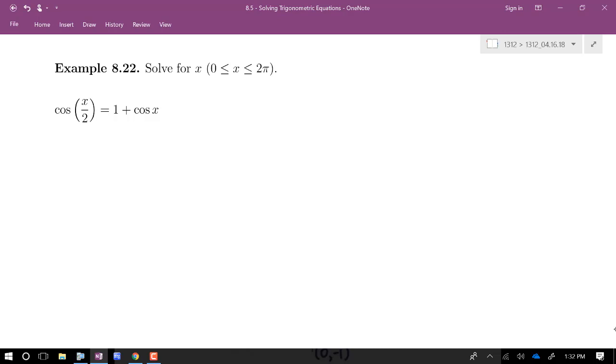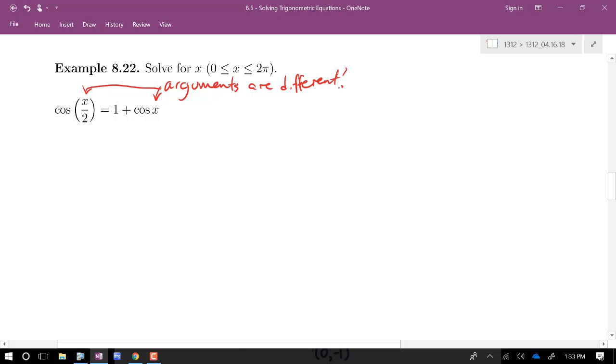It's not just that I have x over 2, it's that one of them is x over 2, and what's the other one? I've got x over 2 in one of these cosines, and just x in the other one. What makes this one interesting is that these arguments are different. That's something we have to fix too before we can proceed.